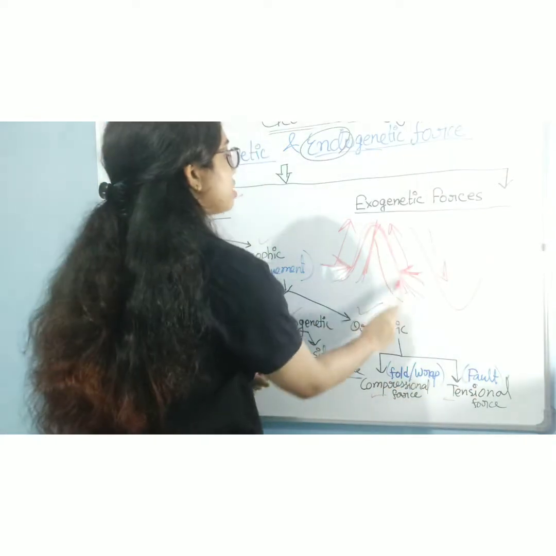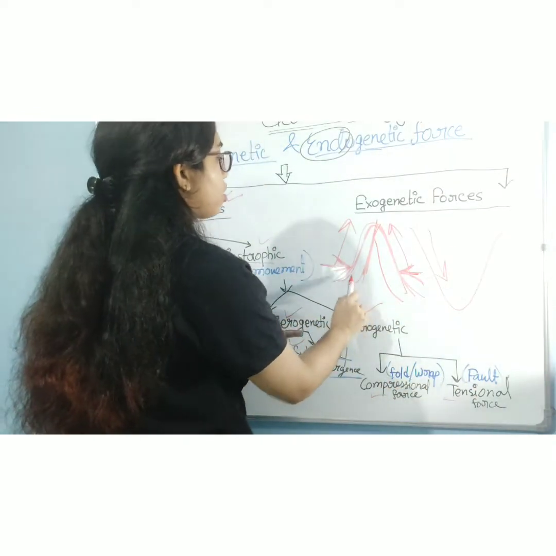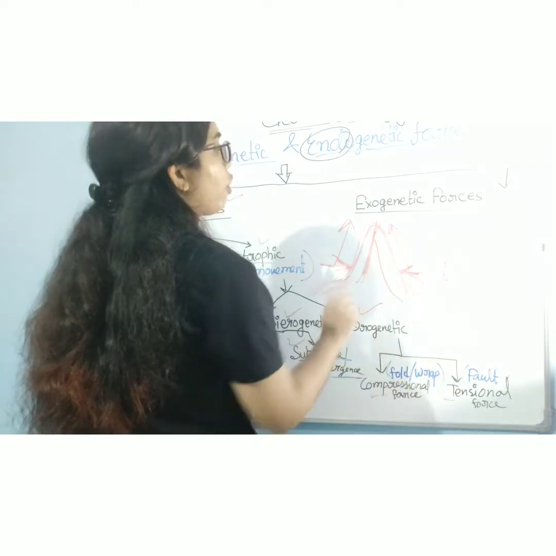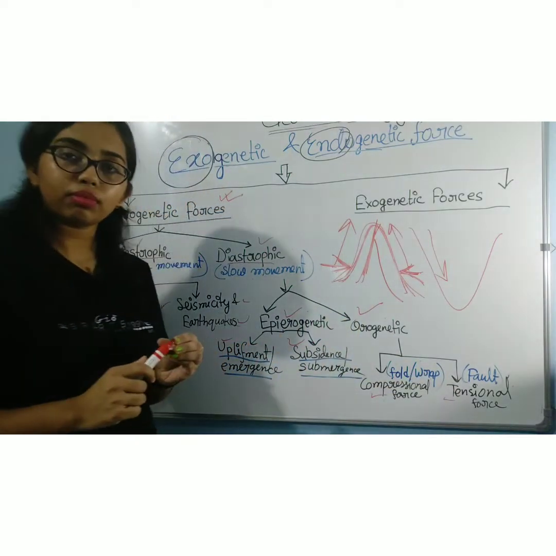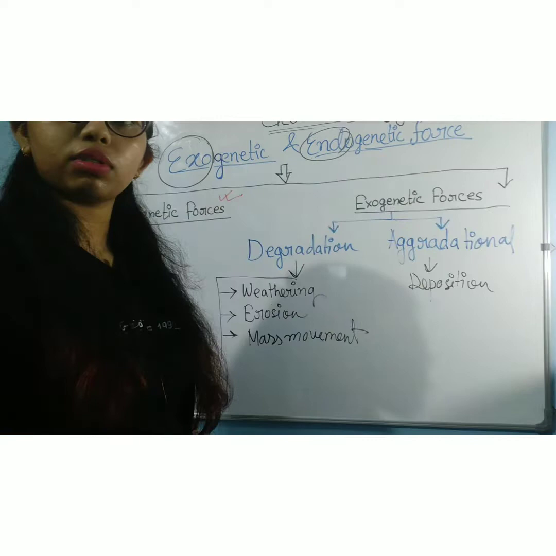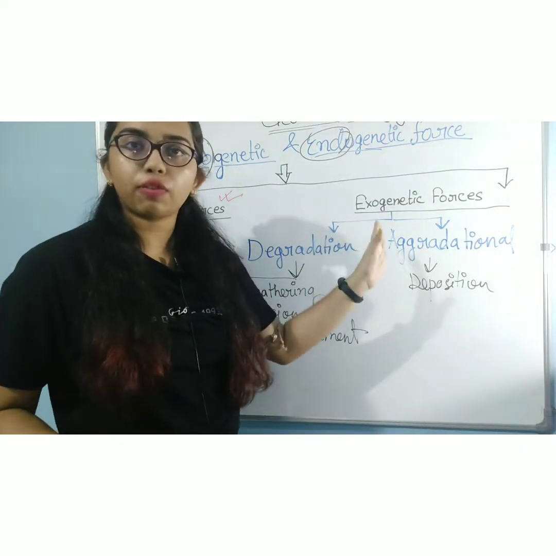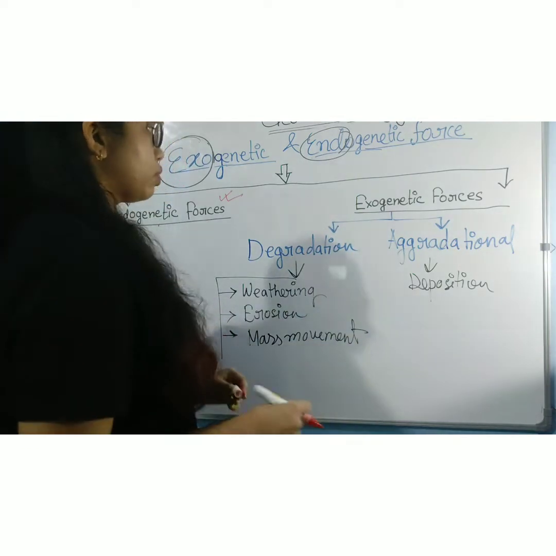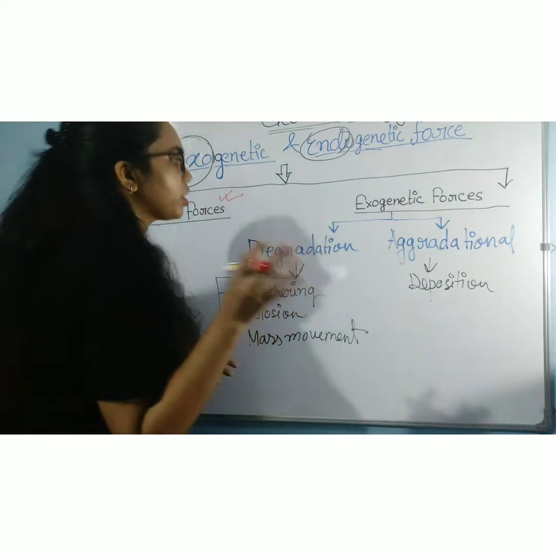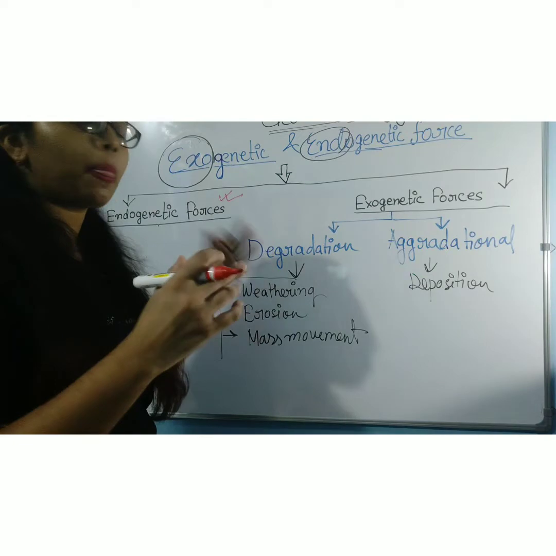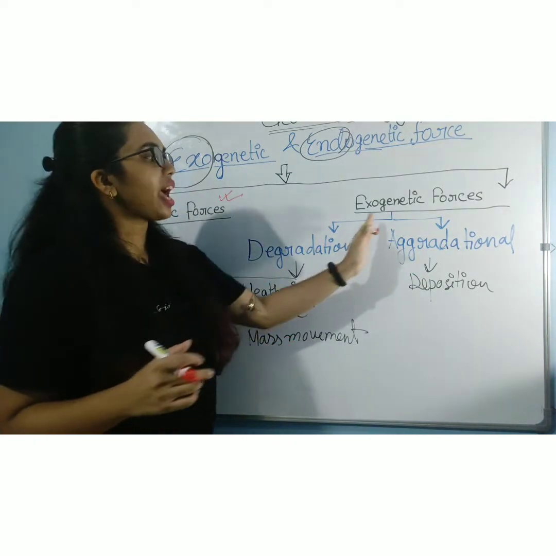So fold is just like this, more intensive. There is a warp. After that, fault. Okay. So there is exogenetic force, or external force. There are two types of external force. We can say degradation and aggradation.